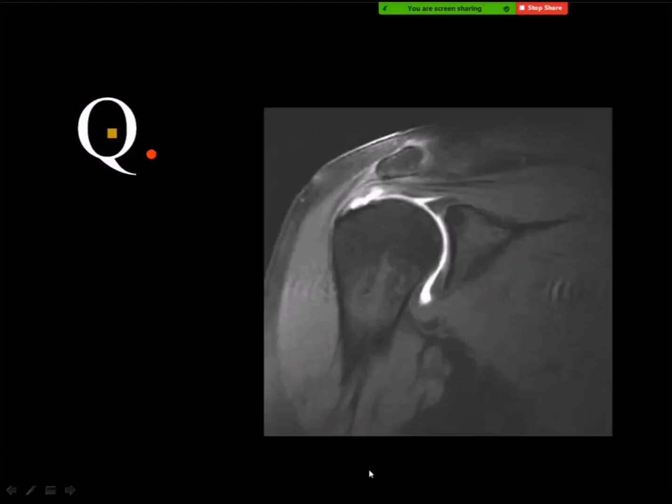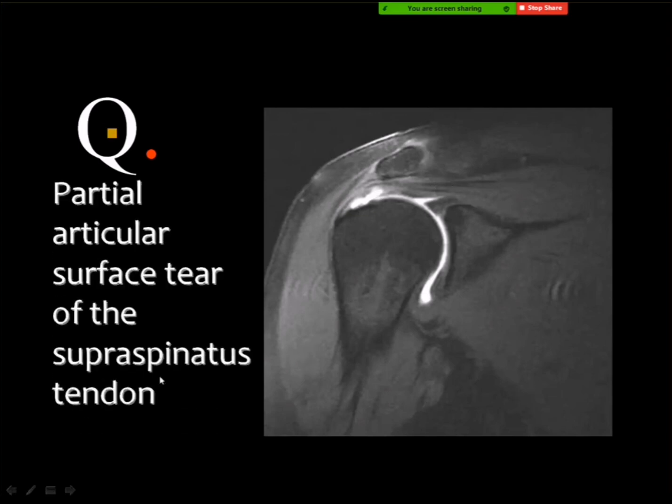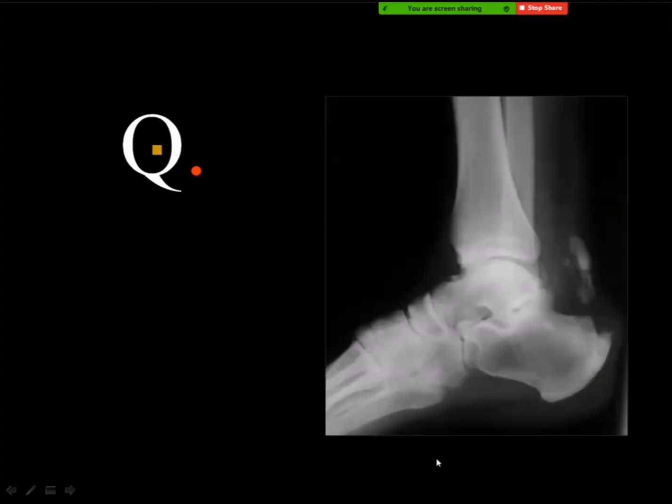This is MRI of the shoulder, and this is the acromioclavicular joint, and this is the articular tendinosis. Yes, and this is articular surface tear of the supraspinatus tendon. The upper fibers are intact, the lower fibers are disrupted.